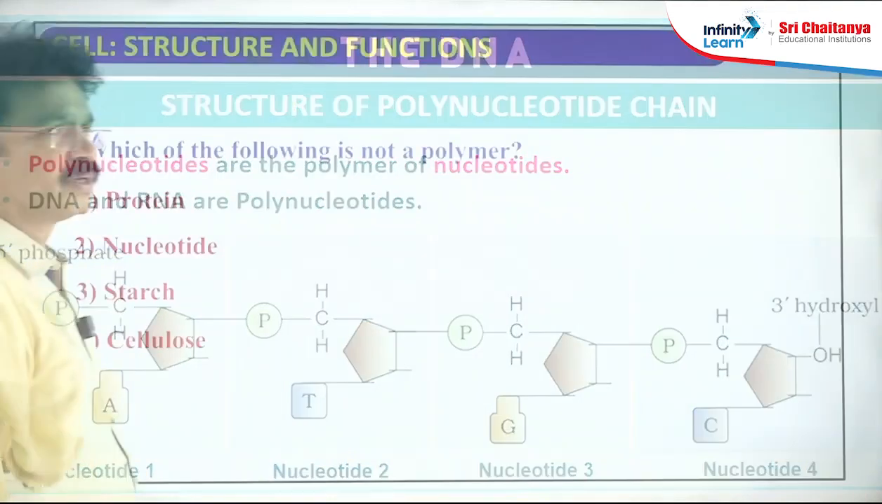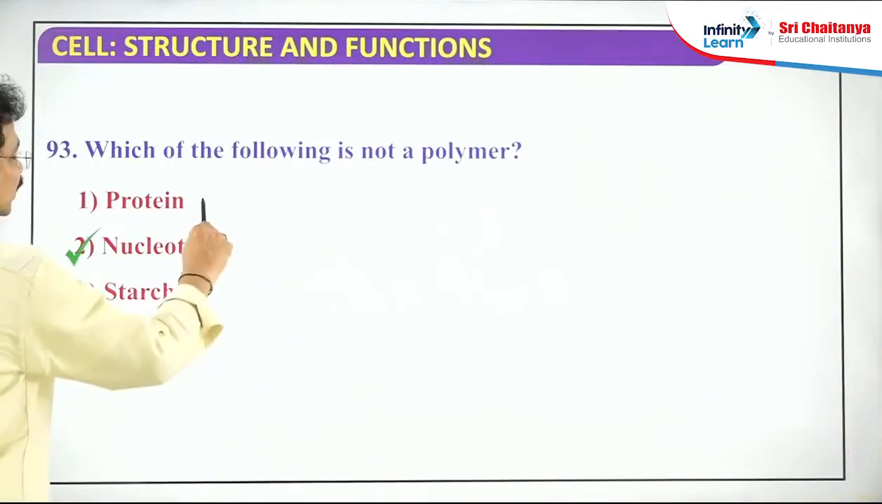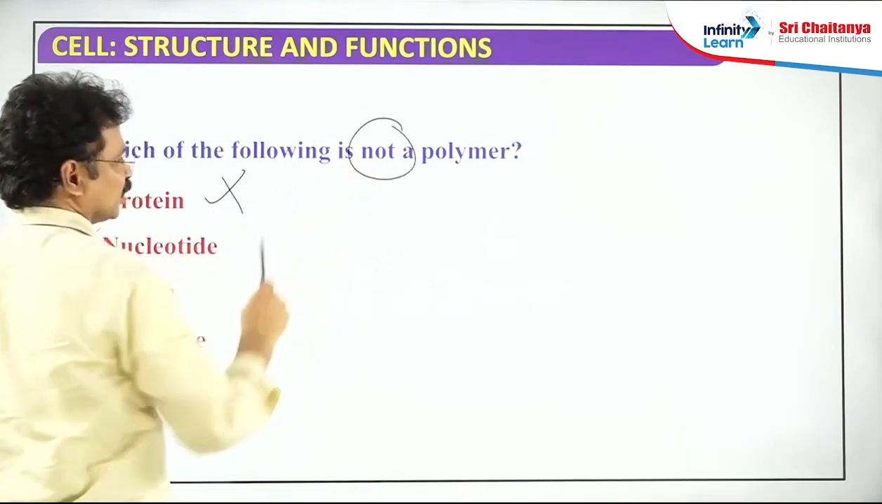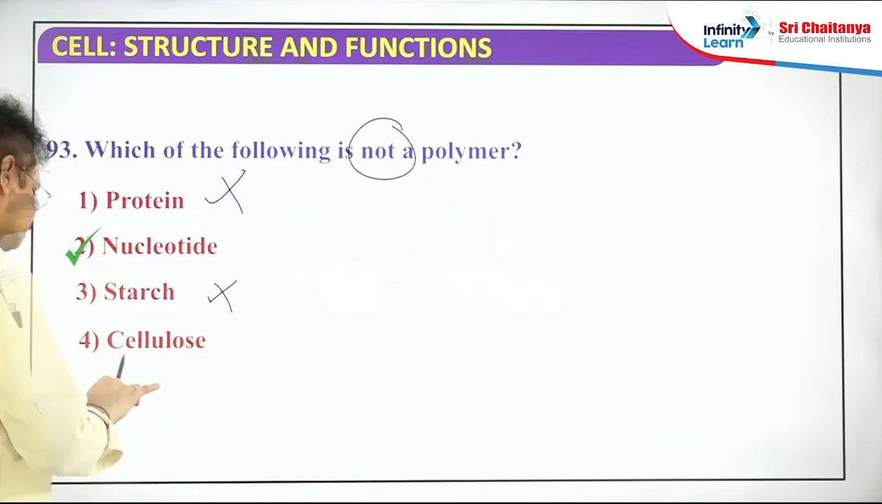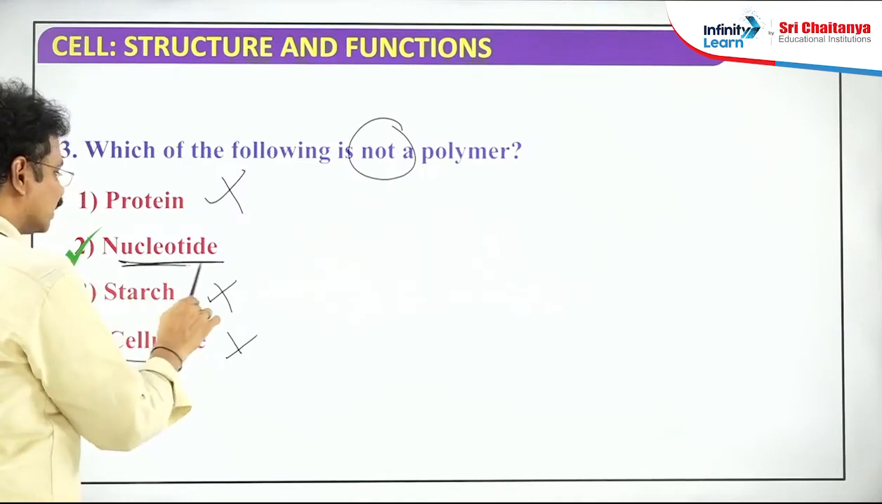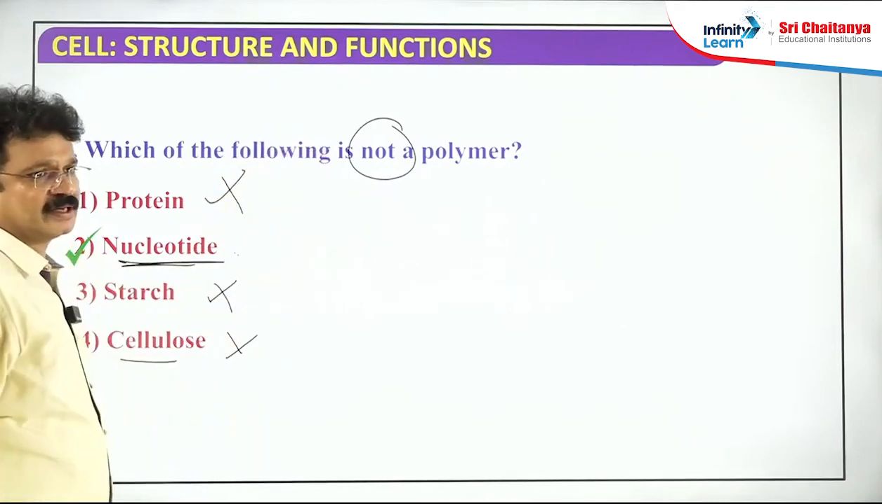Next concept. Answer for this question: not a polymer from the following. Protein is the polymer of amino acids. That's why it is not the answer. Starch is the polymer of glucose molecules. Cellulose is also a polymer of glucose. But nucleotide is a monomer, the building block of another polymer like DNA.